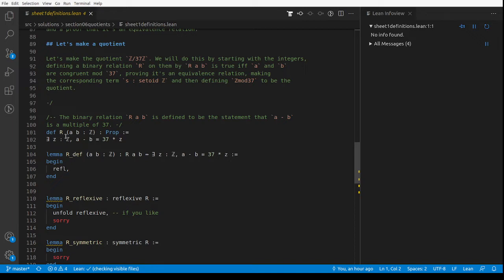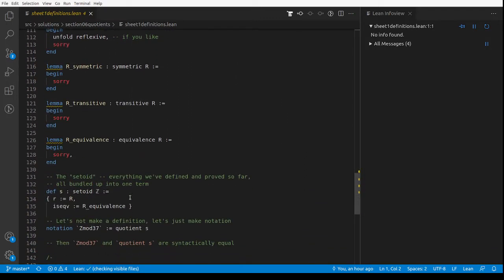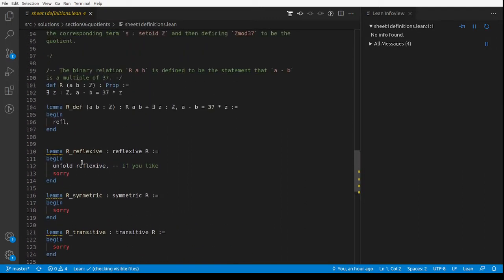We're defining a proposition R of A, B. A and B are integers, and the proposition is that they're congruent mod 37. Their difference is a multiple of 37. So in this sheet, we're basically going to prove that it's an equivalence relation. So we're going to prove it's reflexive, symmetric, and transitive. So there's the definition of R.